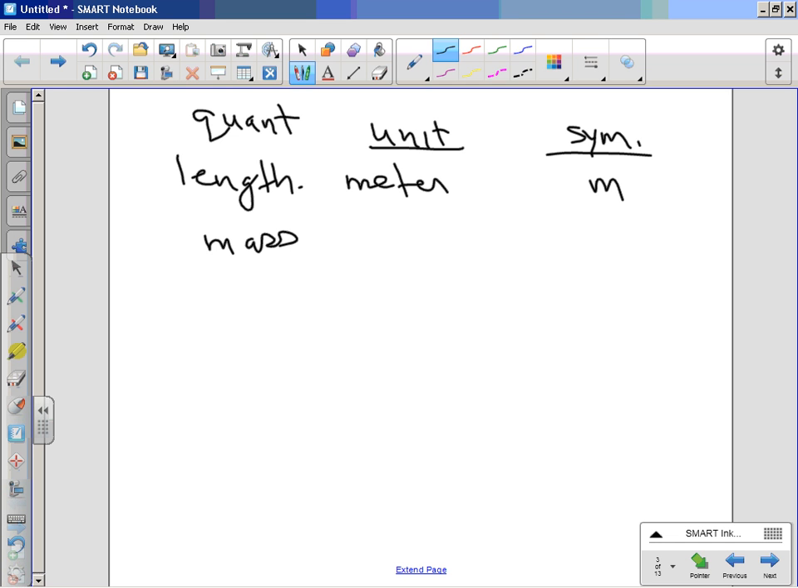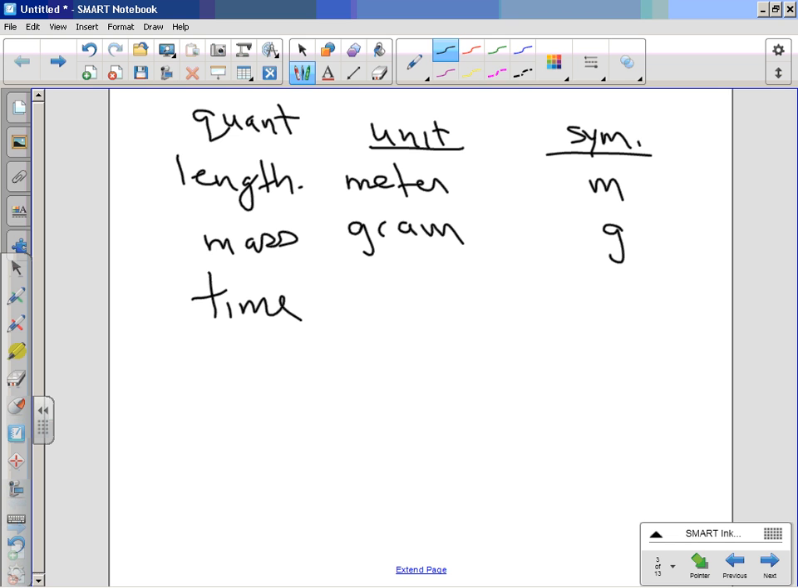Grams. A gram, and its symbol is G, all right? And time. Time is another very important thing when it deals with physics and chemistry and stuff like that. And does anybody know what the metric unit for time is? The simplest unit for time. This is a tricky one.